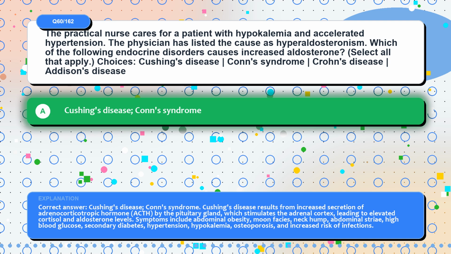Cushing's disease results from increased secretion of adrenocorticotropic hormone (ACTH) by the pituitary gland, which stimulates the adrenal cortex, leading to elevated cortisol and aldosterone levels. Symptoms include abdominal obesity, moon face, neck hump, abdominal striae, high blood glucose, secondary diabetes, hypertension, hypokalemia, osteoporosis, and increased risk of infections.